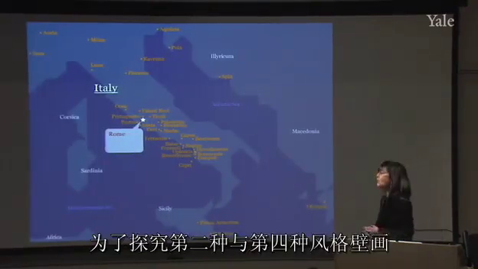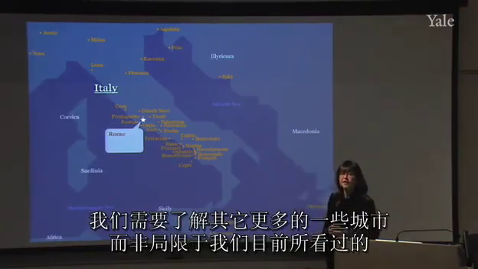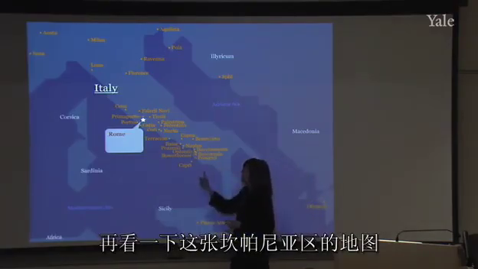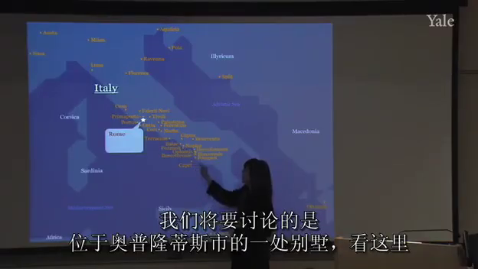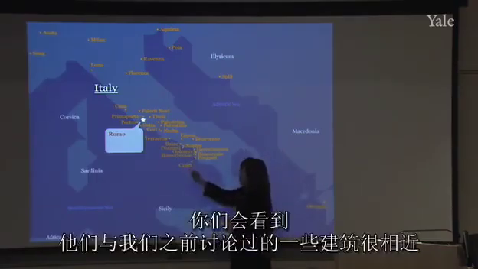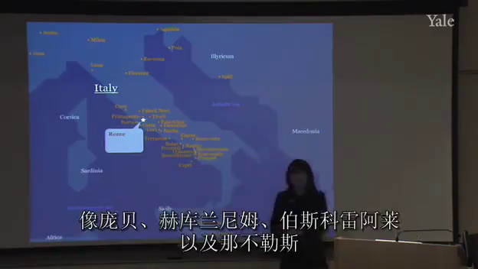In order to explore the 3rd and 4th styles, I need to go to a couple of other cities than the ones we've looked at thus far. I have the map here once again that shows Campania. We are going to be looking at a villa in the town of Oplontis, which you see here. We'll also be looking at an important villa at Boscotrecase, and you can see the proximity of those two to the sites we've already discussed, Pompeii, Herculaneum, Boscoreale, and also Naples up here.